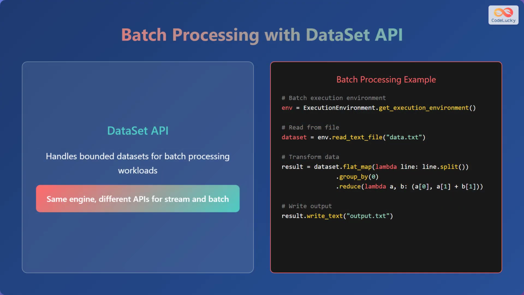Flink's DataSet API handles bounded datasets for batch processing workloads. It uses the same engine as stream processing, but with different APIs for stream and batch operations, providing a unified platform. The example code illustrates a batch processing job involving reading a text file, flat mapping to split lines into words, grouping by the first element, reducing to count occurrences, and writing the output to a file.